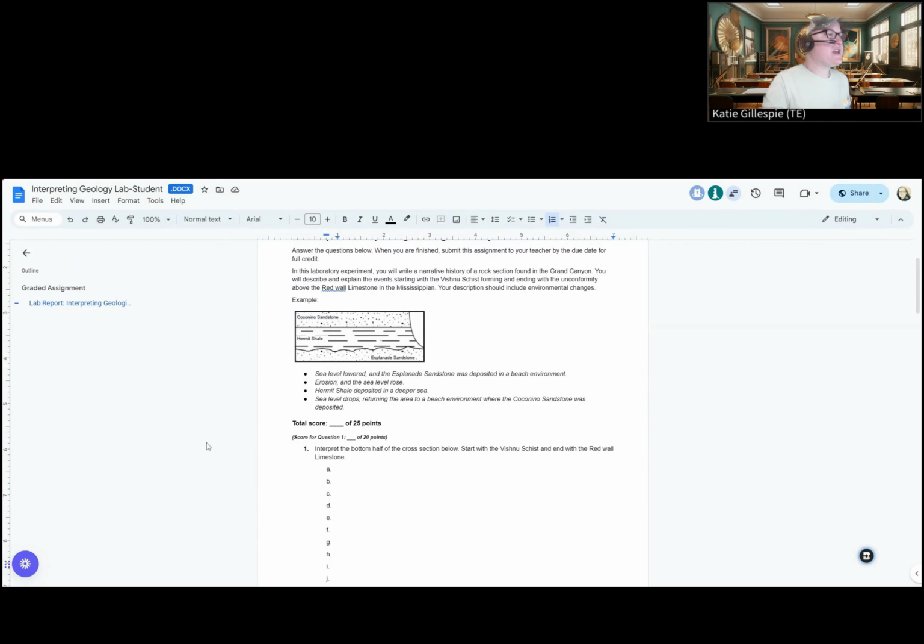Good. The layer at the bottom, right? As we dig deeper, the layers get older. So the Esplanade sandstone would be the original layer here. What has to happen to get sandstone? I mean, you can read it off of there. Yeah, I get it, but I do want you to participate in the chat. What has to happen to get that sandstone? Sea levels have to what?